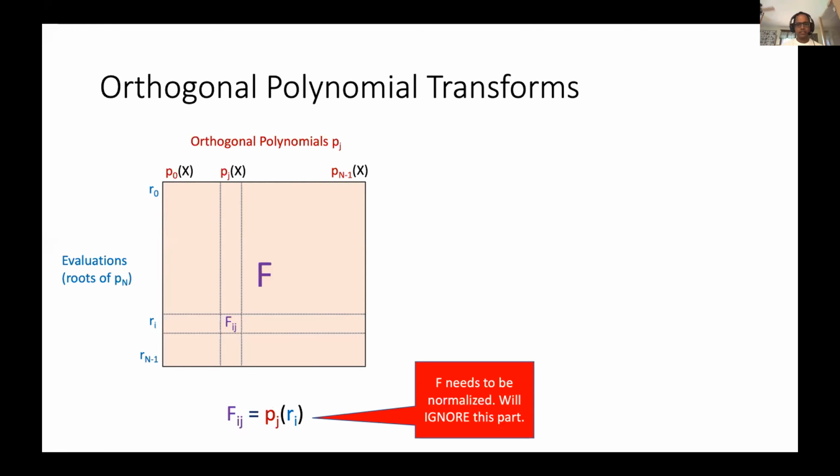Now, just to clarify, we actually want this map to be orthogonal, so you need to normalize it by multiplying with a diagonal matrix. But that makes the pictures more cluttered, so we're just going to ignore this part. But in the back of your mind, remember that there's a normalization thing going on.